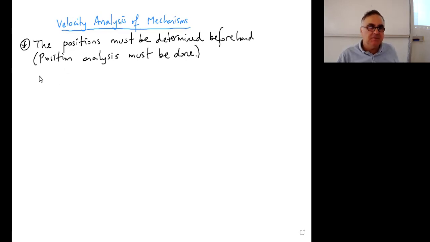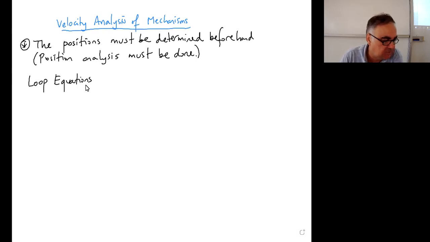So what we have is, as you know, loop equations, okay? Remember, we have the vector loop equations with lots of e to the i theta terms in them, okay? And what we were doing is trying to solve them, sometimes to get the positions. Well, the easy, systematic way to get the velocities is to take the time derivative of the loop equations.